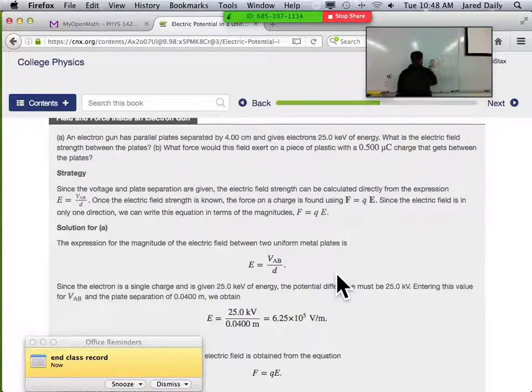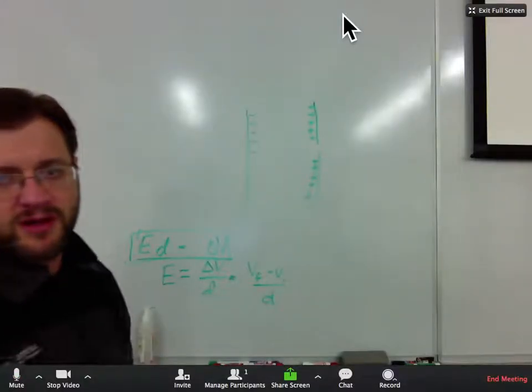So instead of figuring out the voltage, they give us the voltage. We want to figure out the electric field. So we have our plate here that is negatively charged, our plate here which is positively charged, and we're going to accelerate electrons out this hole on the right side. Let's show this picture to everybody. They give us 4 centimeters, 25 kiloelectron volts. All right, so here we go.